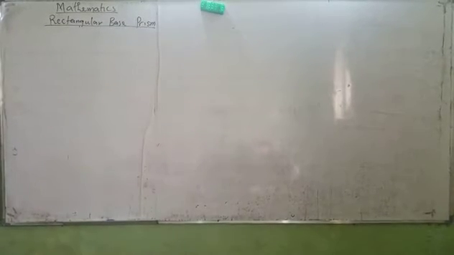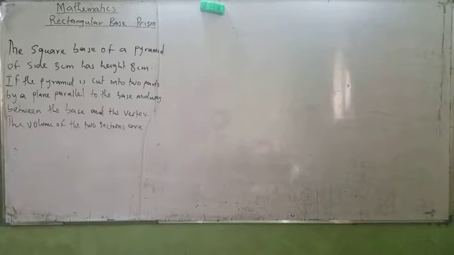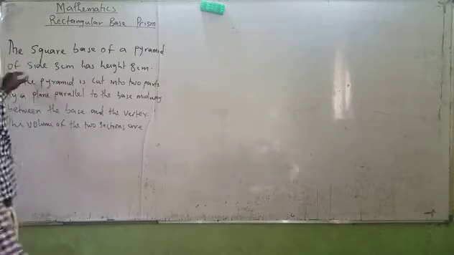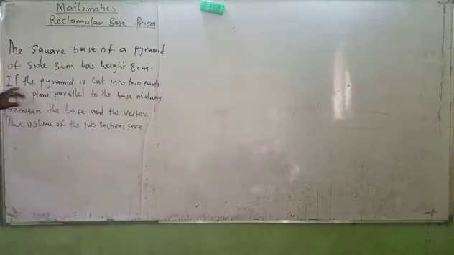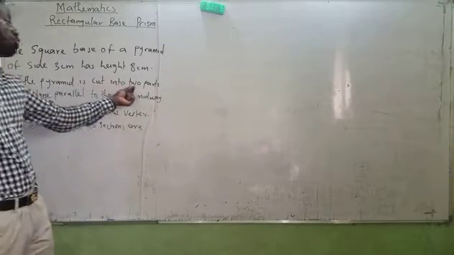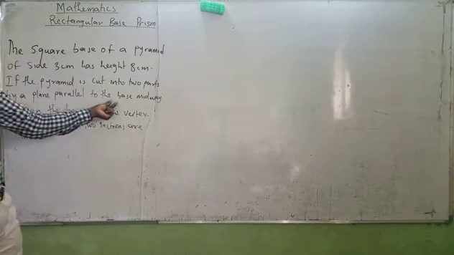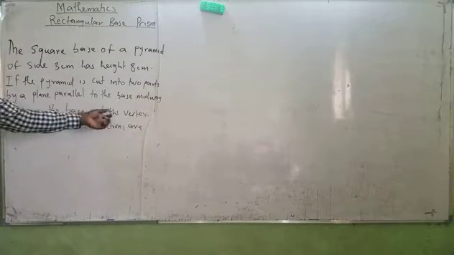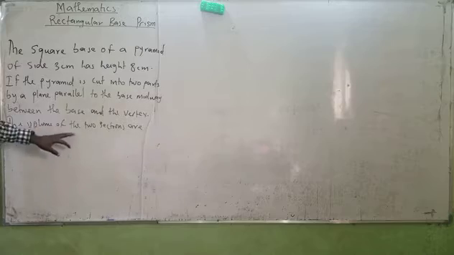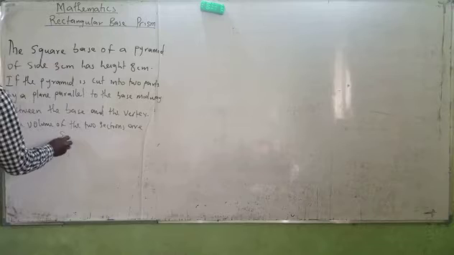Okay, I have this particular problem on this part. Permit me to write down the question. Okay, look at this question. The square base of a pyramid has a side of 3 cm and a height of 8 cm. If the pyramid is cut into 2 parts by a plane parallel to the base, midway between the base and the vertex, the volumes of the 2 sections are. Now, let's try to work on this particular area.